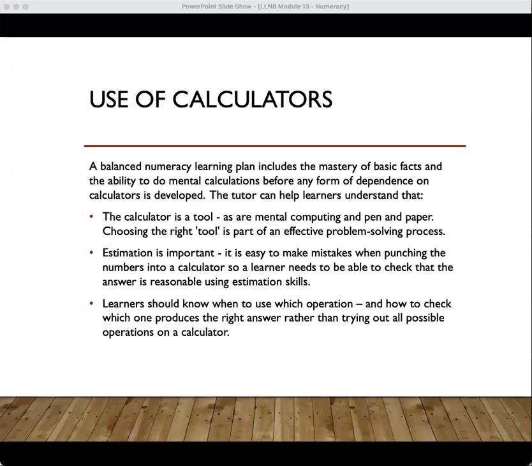Tutors can help learners understand that the calculator is a tool, as are mental computing and a pen and paper. Choosing the right tool is an effective part of the problem-solving process. Estimation is important, and it's easy to make mistakes when punching numbers into a calculator, so a learner needs to be able to check that the answer is reasonable using estimation skills. Learners should know when to use which operation and how to check which one produces the right answer, rather than trying out all possible operations on a calculator.